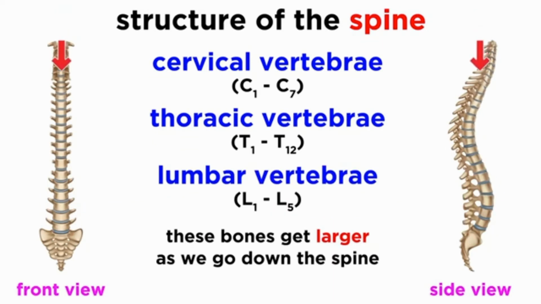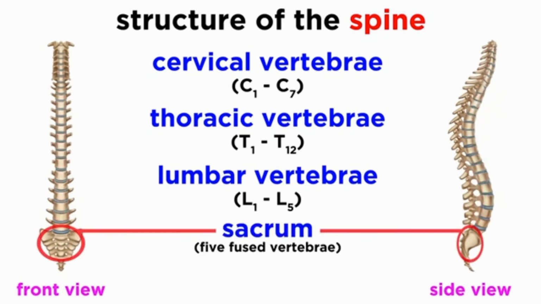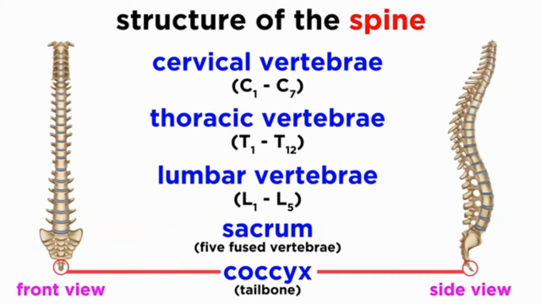We should note that the vertebrae get larger as we go down in order to support more and more weight. Below the vertebrae, we can find the sacrum, which is actually 5 vertebrae fused together. And lastly, below the sacrum, there is the coccyx, otherwise known as the tailbone, which is made of a few tiny vertebrae fused together. Of course, there is much more to the spine than just the vertebrae.